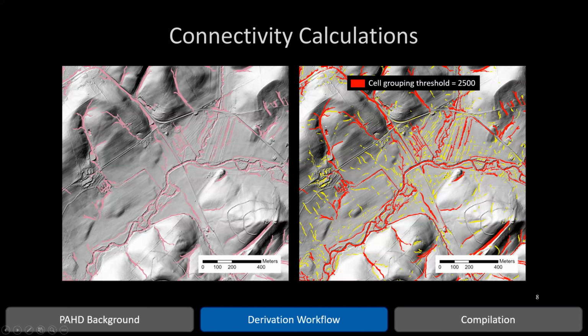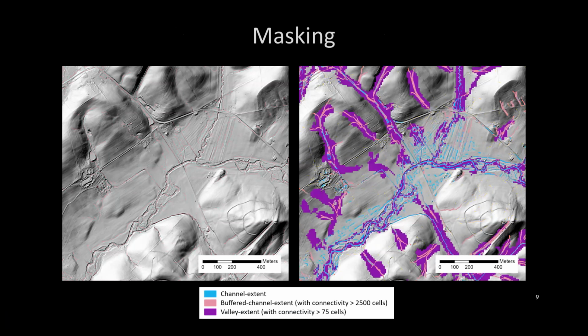I set, for this region, a cell grouping threshold of 2,500 cells. So in this image, any group of pixels that includes more than 2,500 cells is shown in red. Everything else is shown in yellow. And those yellow pixels I have determined to be statistically unlikely to represent hydrography features. So all these little yellow features, I think they're very unlikely to represent actual streams. And at this point, I just discard all those cells.